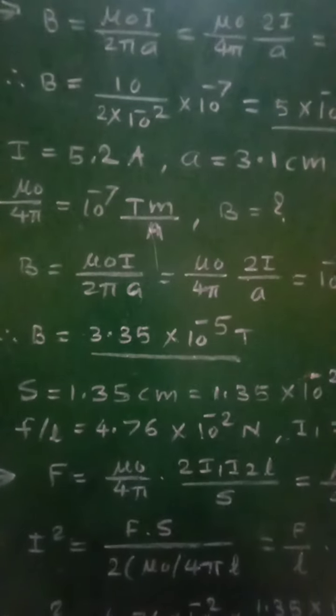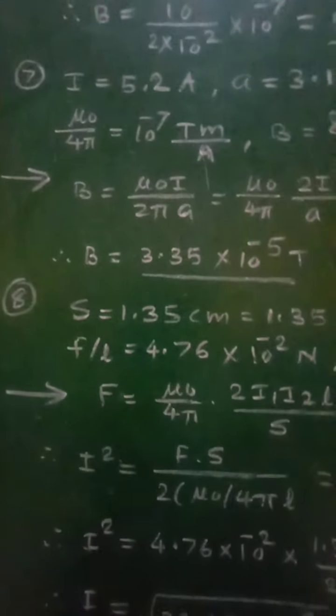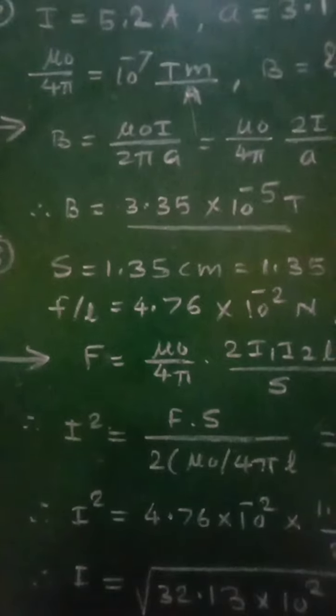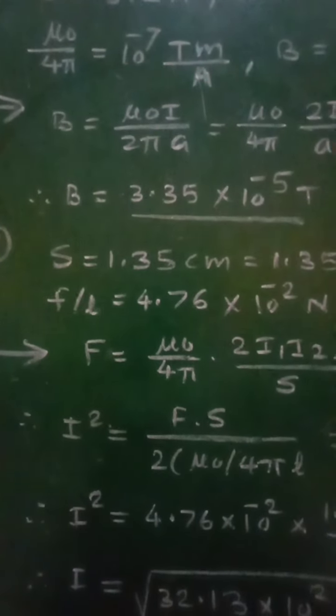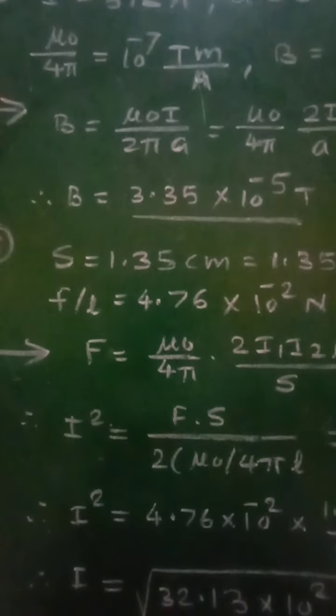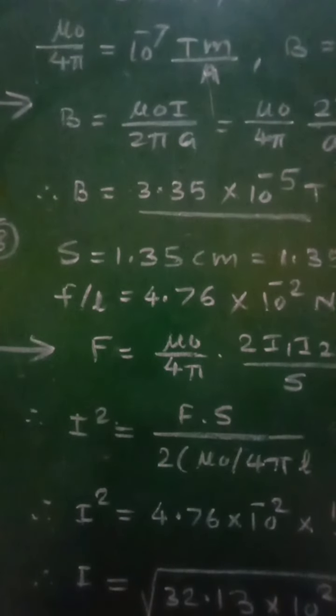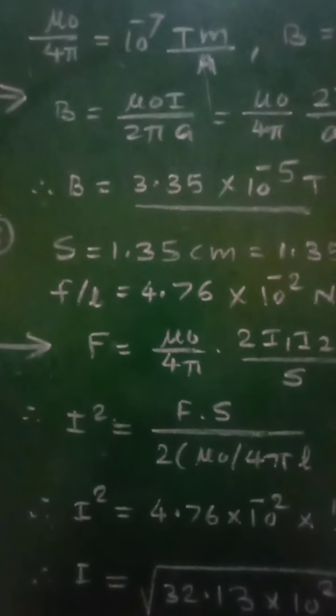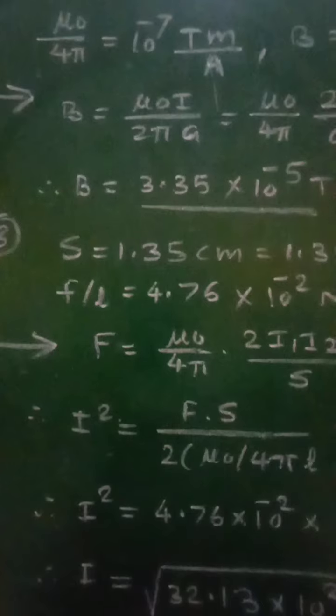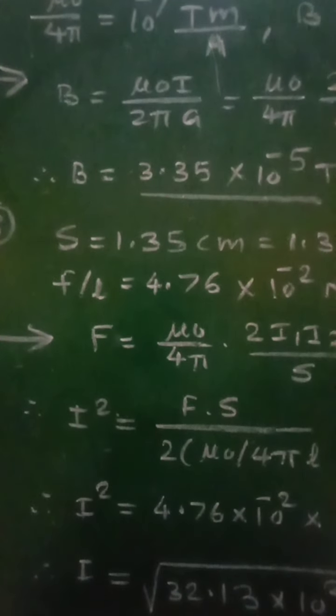Then we will go for numerical number 8, which is stated as: current of equal magnitude flows through two long parallel wires having separation of 1.35 centimeter.